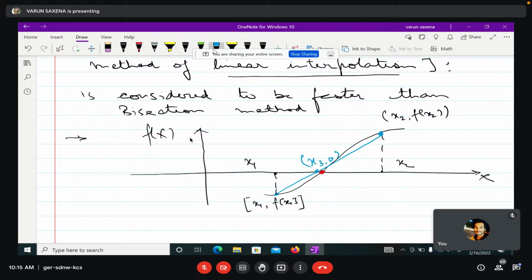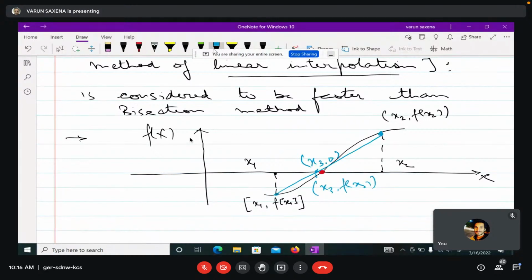So it so happens that you come very close to the root. You can clearly see that you could just draw a line and you'd probably be coming closer to the root much faster. So that is what it is. We find this x3. The question is, how do we find this x3? And once we find this x3, then we obviously find this point, which is (x3, f(x3)).